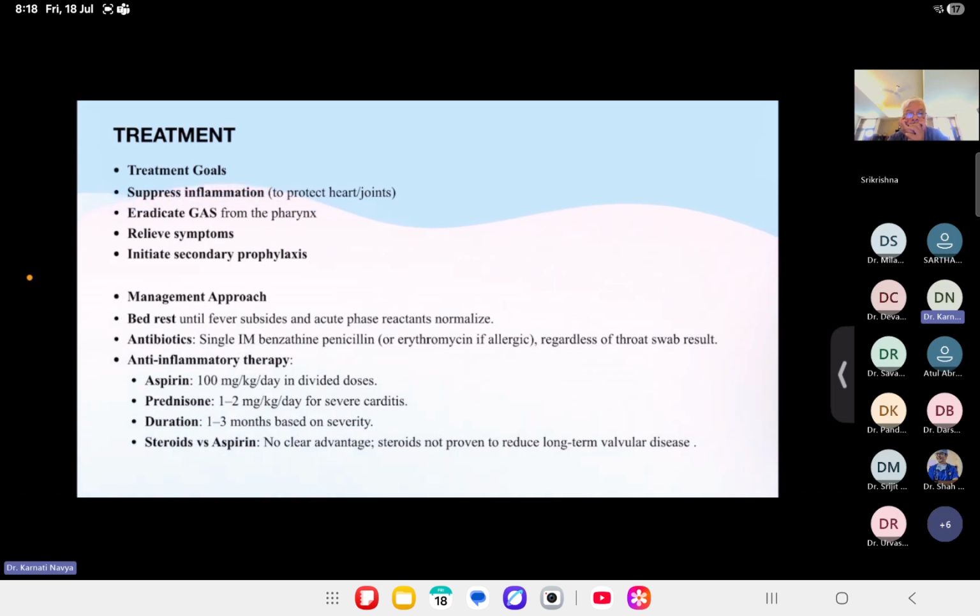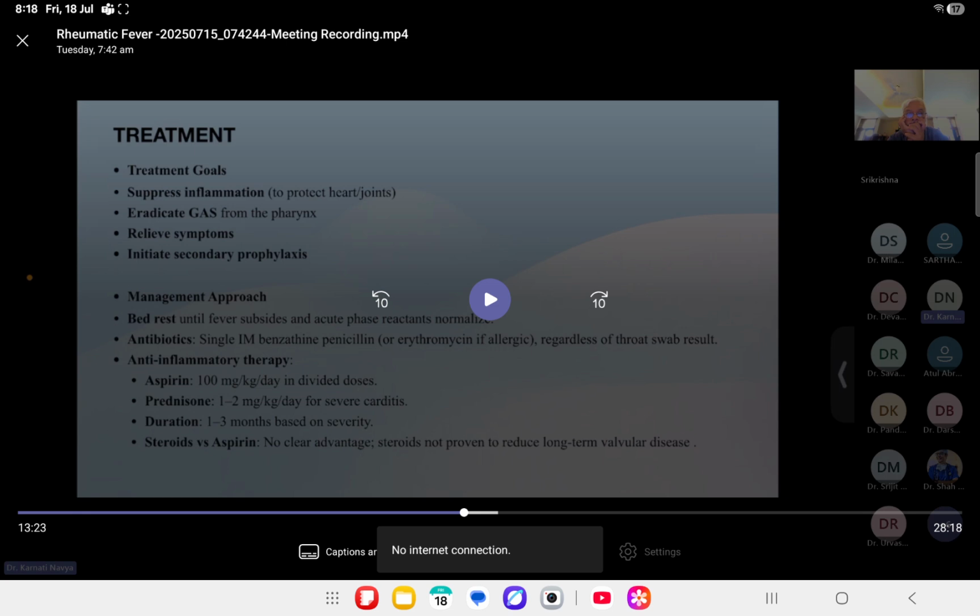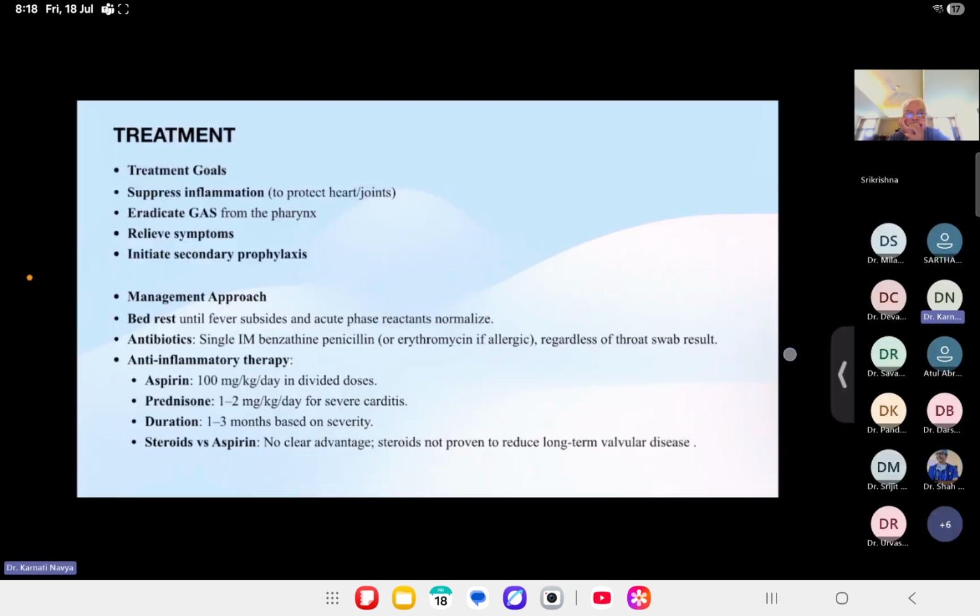Anti-inflammatory therapy with aspirin 100 mg per kg per day in divided doses, and prednisolone 1 to 2 mg per kg per day for severe carditis, with a duration of 1 to 3 months based on the severity. Steroids versus aspirin, there is no clear advantage. Steroids are not proven to reduce long-term valvular heart disease. Rheumatic fever may progress to valvular incompetence and heart failure. Valve surgery may halt disease progression and improve the outcomes.